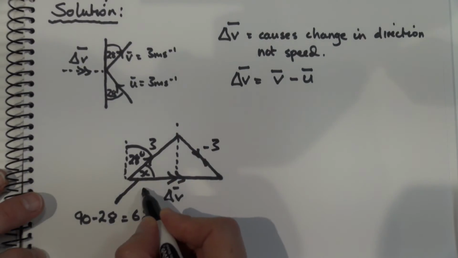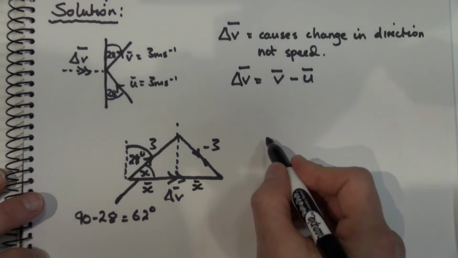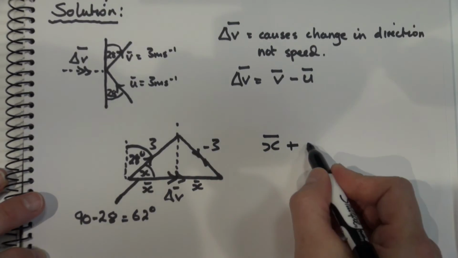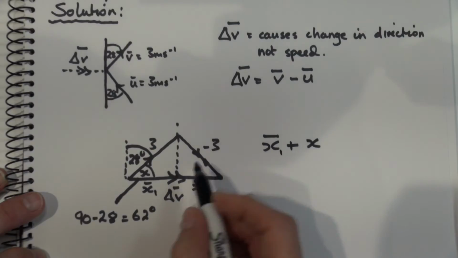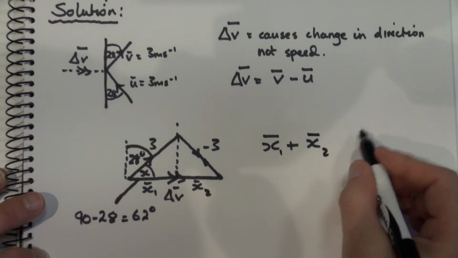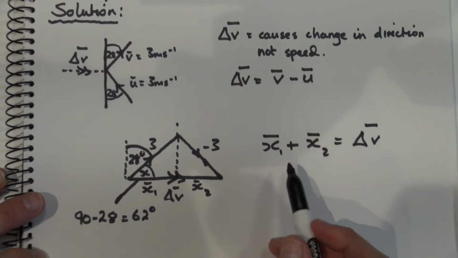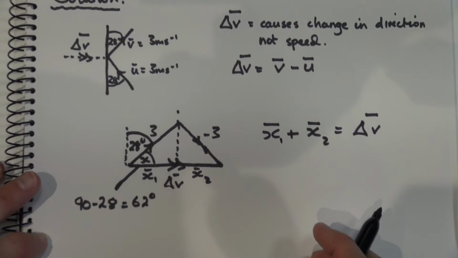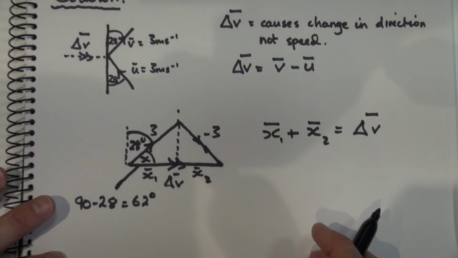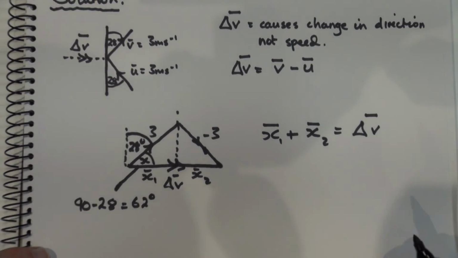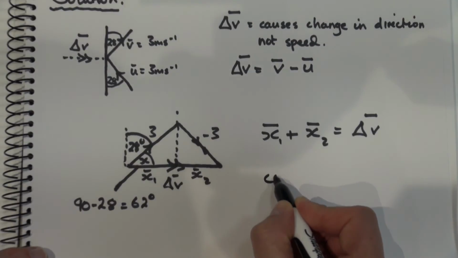So basically I can split delta v up into two sections. They're going to be equally the same. So we're going to have x1 and x2. We add those two together, that will give us delta v. So if I can find one of the x's, I can basically work out what delta v is.